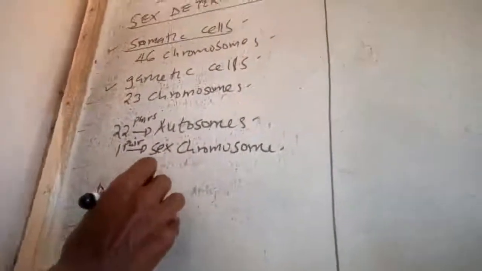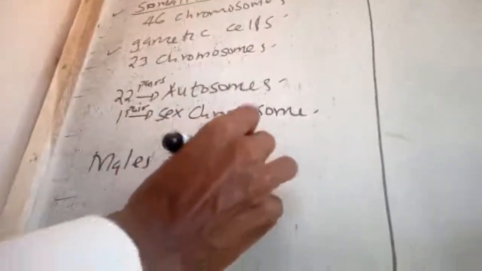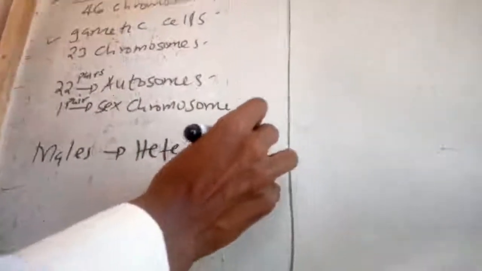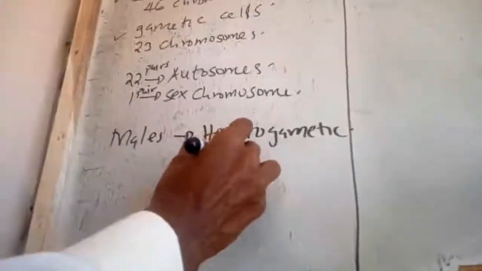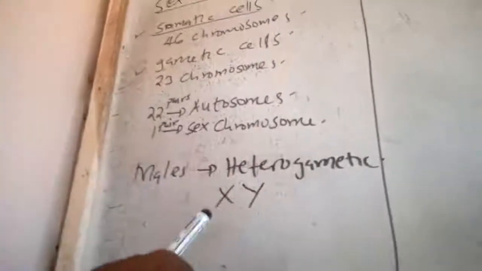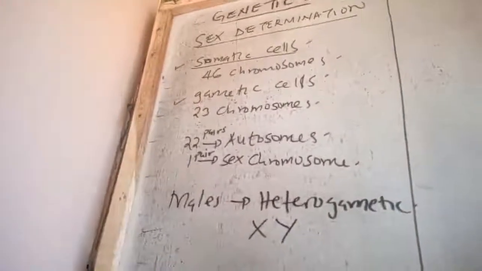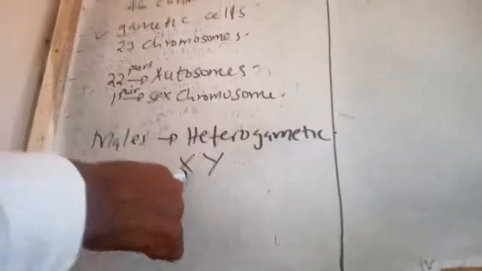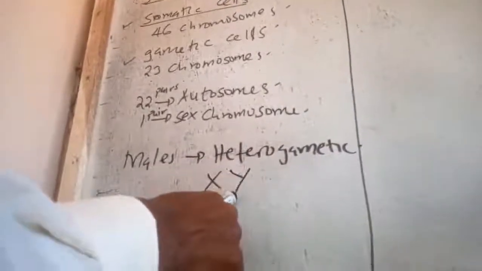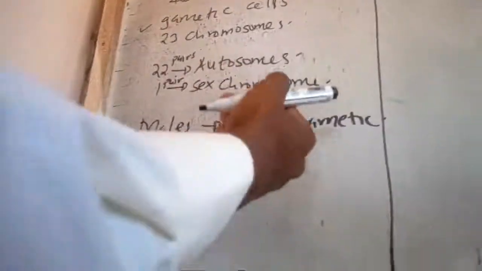an individual, for example, in male, the males are said to be heterogametic, meaning that they have X and Y. They have the X chromosome and the Y chromosome, and they are called the X and the Y chromosome because of their appearance. The X chromosome has an X shape, and the Y chromosome has a Y shape, hence the name X and Y chromosome in male.